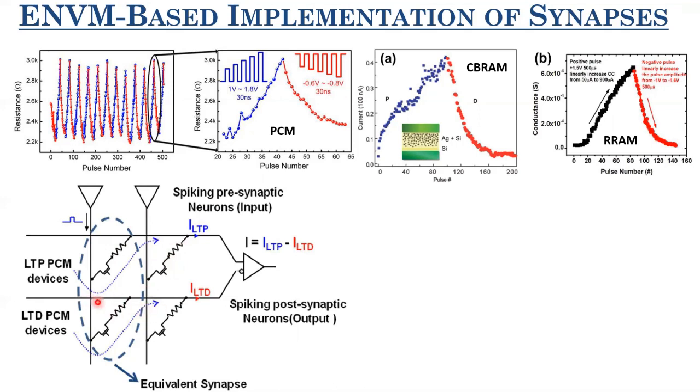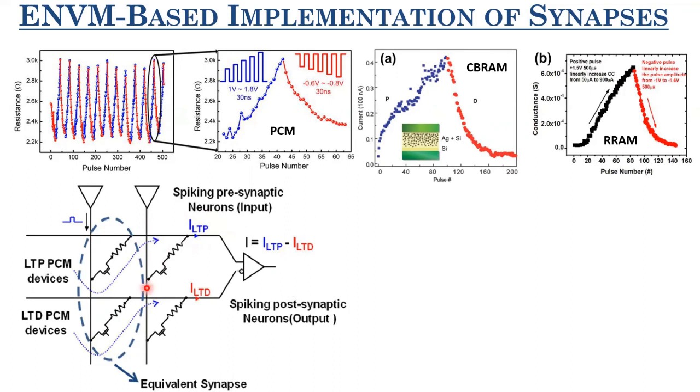And the current through this is subtracted from the first one. So if the current through the first one is higher than the current through the second one, then we say that it's potentiation. However, if we want to depress, we reduce the resistance of the LTD part. That is, we set it to a lower level of resistance. Then the current through this is larger than the current through the LTP module, and the overall current, which is the difference of the two, becomes negative. Or we say that, okay, we have depressed our device.